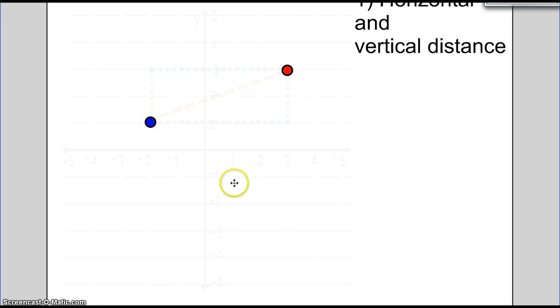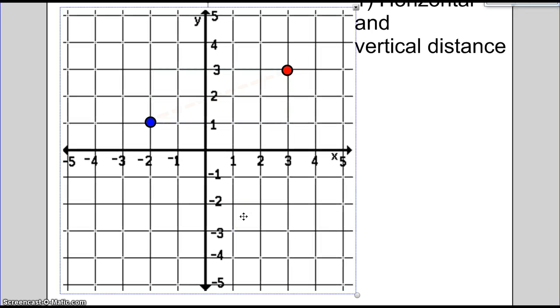Horizontal and vertical distance. Now I have 2 dots. I need to figure out the horizontal and vertical distance. If I put it on a graph, then I can figure it out. So -2 to 3 is 5. Better colors, huh? 5. So this is 5. And then 1 to 3 is 2. That's the vertical distance, and 5 is the horizontal distance.